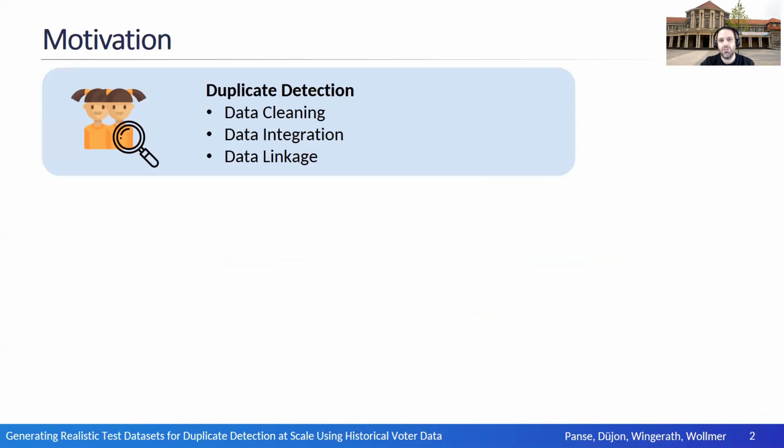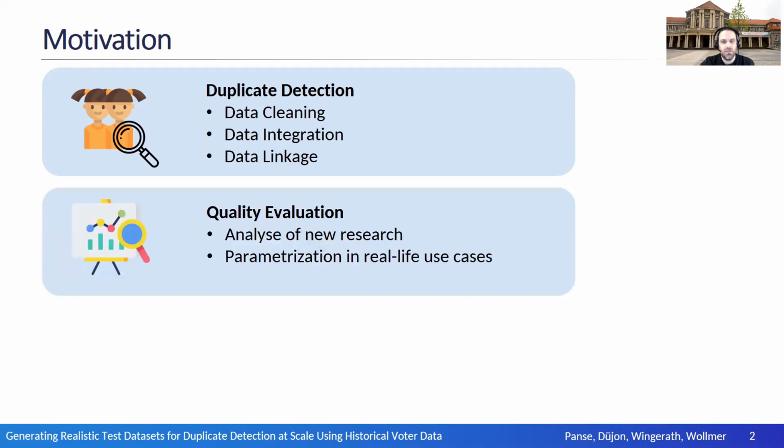To understand the answer, you need to know that duplicates are data records that refer to the same real-world entity. The detection of such records is an important task in many data management processes, including data cleaning, data integration, and data linkage. In research, we need to evaluate duplicate detection results if we want to analyze the quality and behavior of newly developed algorithms, but we also need to evaluate them if we want to find a suitable setting of algorithms and their parameters in a particular use case.